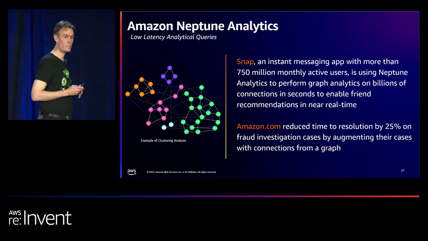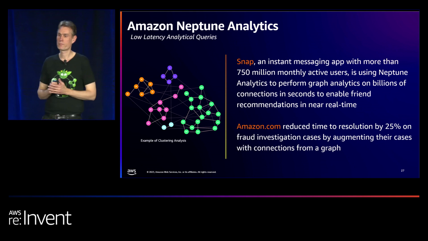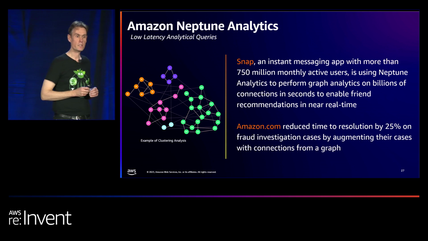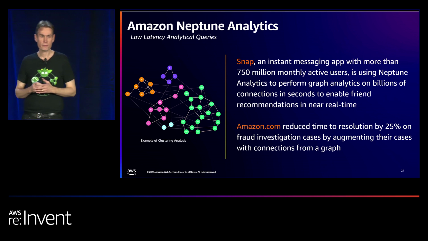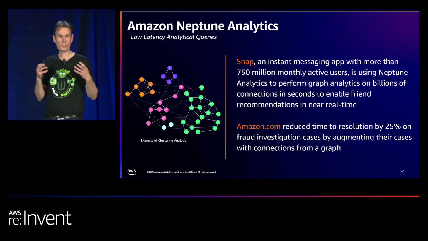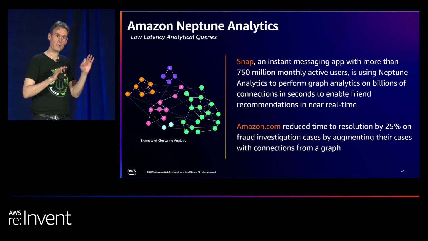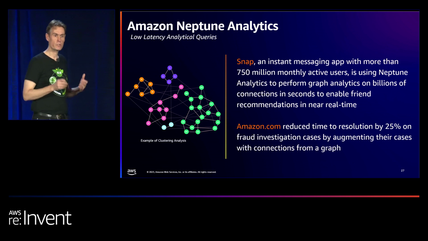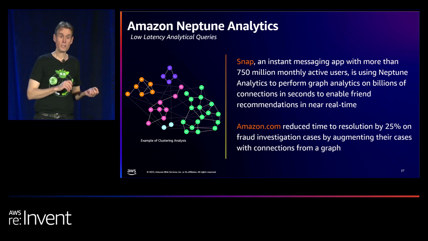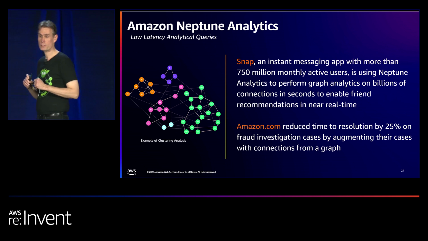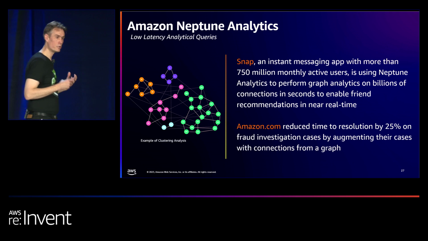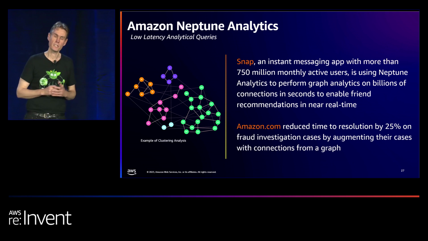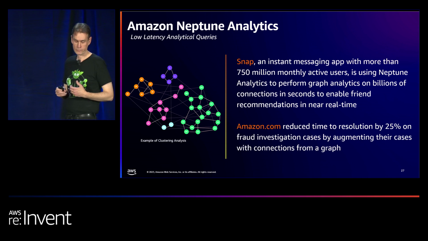If you watched Swami's keynote, you know that Snap is now using Neptune Analytics to store and process different features in a billions-of-nodes graph, and to be able to use it to serve back as users navigate and interact with their app and increase user engagement. And they're seeing substantially improved user engagement results from using this graph-based approach. And it wasn't possible to load a graph of this size at the speed they needed prior to Neptune Analytics.